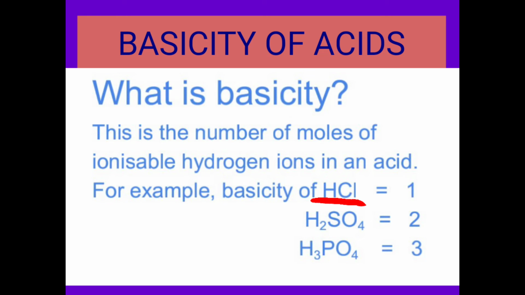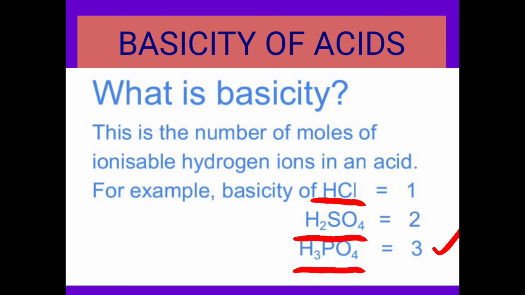Okay, let us move on to sulfuric acid. It has 2 moles of hydrogen in one molecule, so its basicity is 2. For phosphoric acid, it has 3 moles of hydrogen, and therefore its basicity is 3. So basicity simply means the number of moles of ionizable hydrogen ions in a molecule of an acid.